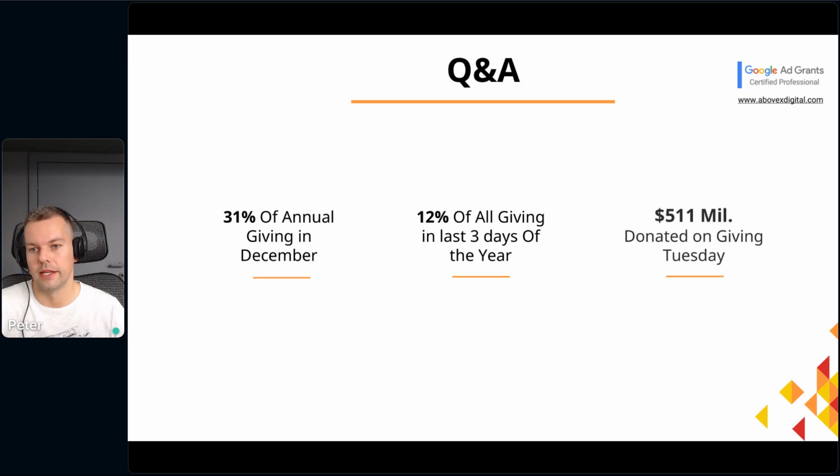So 31% of annual giving happens in December. So almost 1/3 of all funds donated throughout the year are being donated during December, which is quite a high amount, I think. And 12% of all annual giving happens within the last 3 days of the year. Okay, 12% on last 3 days.